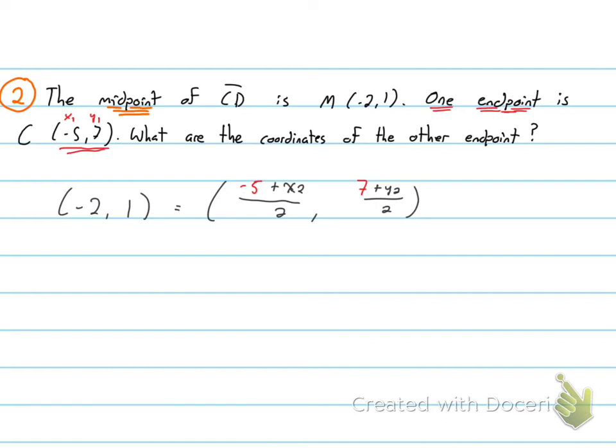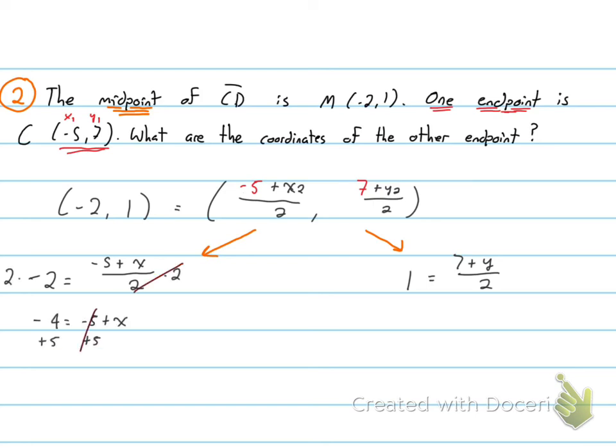Now we're going to split off this problem basically into two parts to solve for our other x-coordinate and our other y-coordinate. And it's going to look something like this. Negative 2 equals negative 5 plus x over 2, and 1 equals 7 plus y over 2. I'm going to solve for x and solve for y separately and write them as one coordinate. So I'll solve for x separately. I get 1 equals x. When I solve for y, I get negative 5 equals y. So that tells me that the coordinate of my other endpoint is at 1, negative 5.